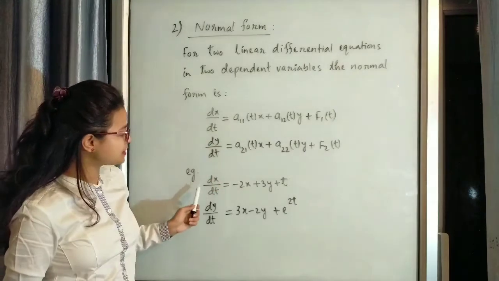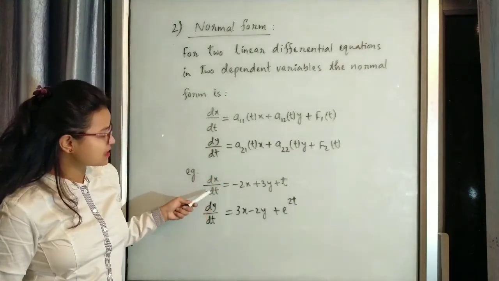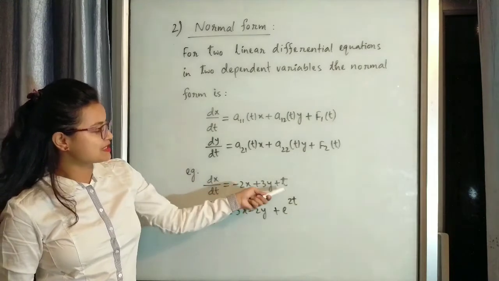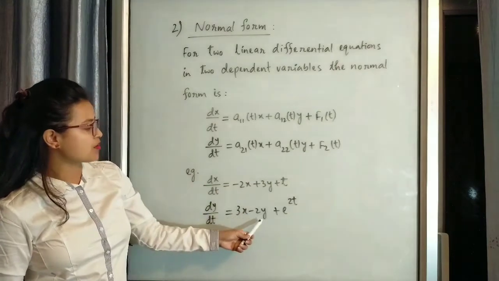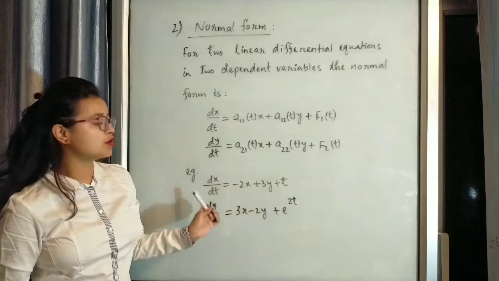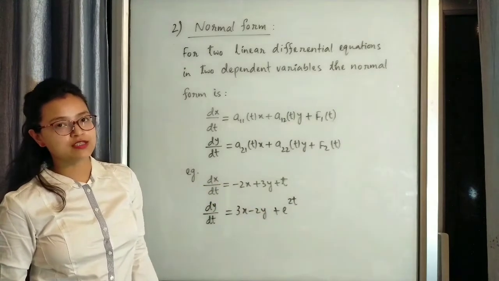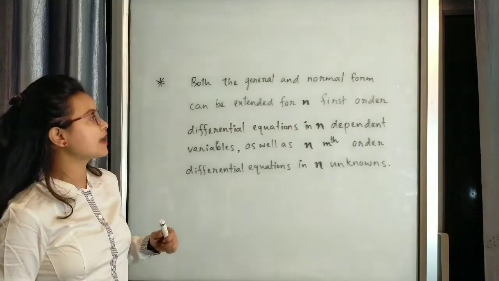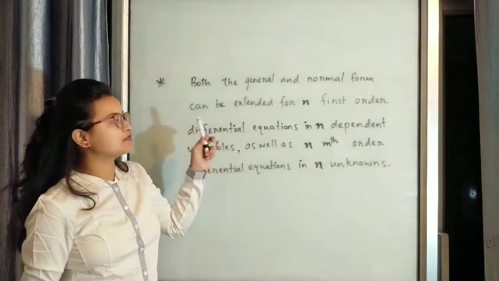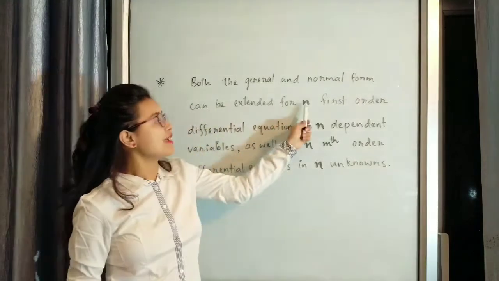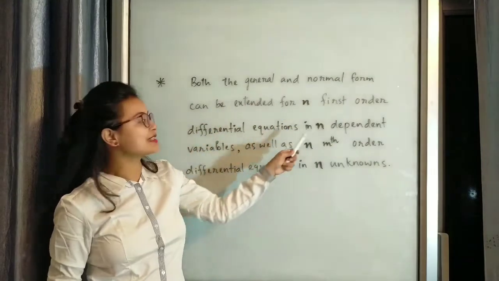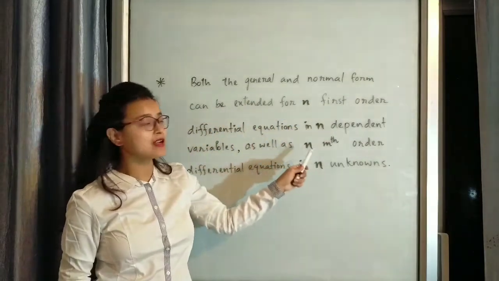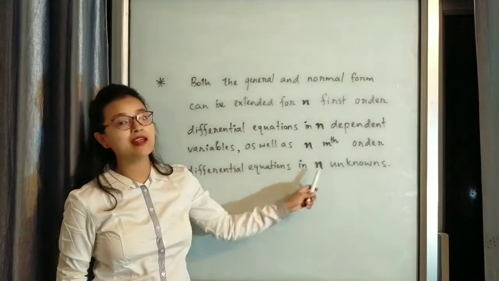For example, dx/dt is equal to minus 2x plus 3y plus t, dy/dt is equal to 3x minus 2y plus e to the power 2t. It's a normal form simultaneous differential equation system. Both the general and normal forms that we have discussed can be extended for n first order differential equations in n dependent variables, as well as n mth order differential equations in n unknowns.